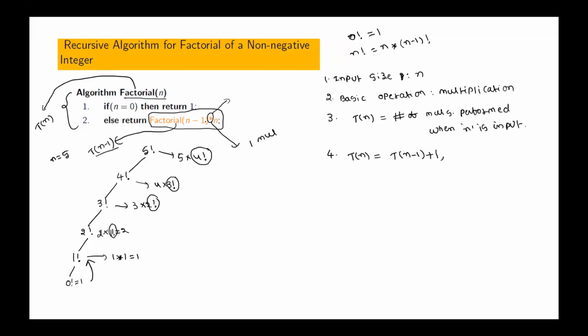When is this true? Whatever n value we supply, it is always greater than or equal to 1.